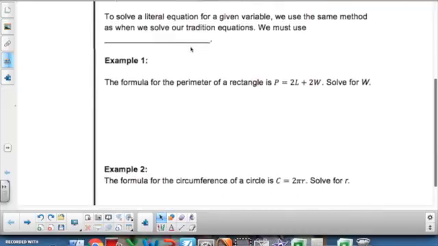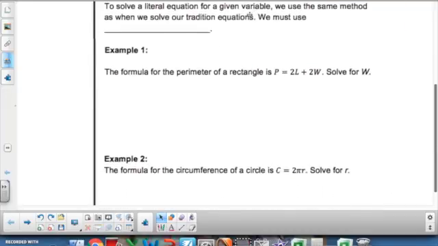So to solve a literal equation for a given variable, we use the exact same methods as when we solve our traditional equations. That should say traditional, sorry about that. We have to use our inverse operations, which is what we do every time. So I'm going to do two examples for you.